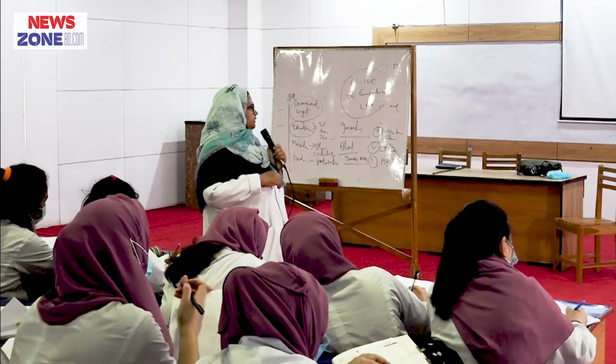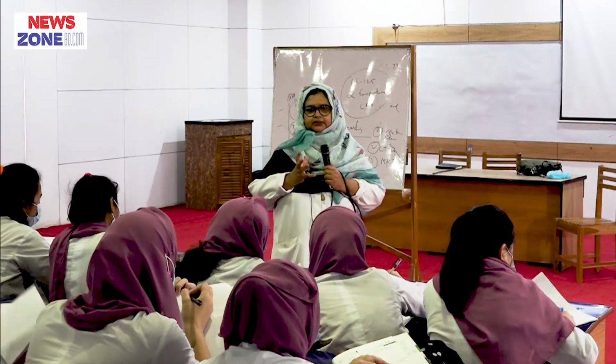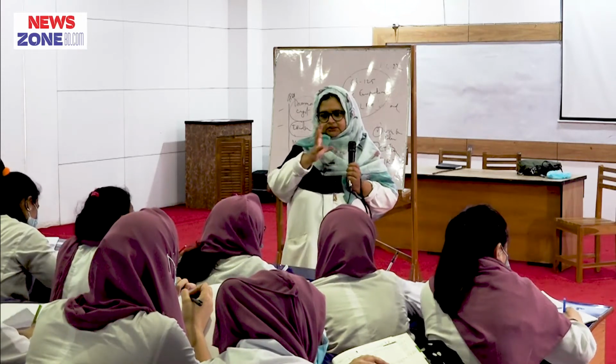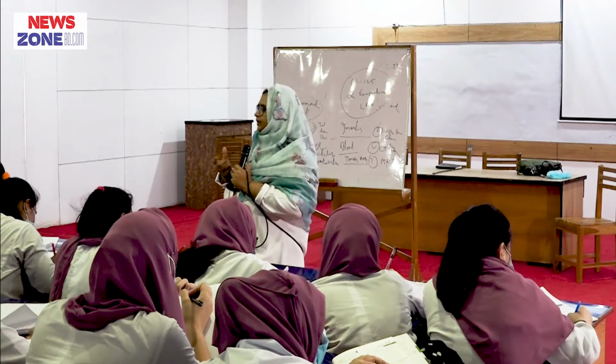And hydrosalpinx then. What is this? Collection of watery substance in the fallopian tube. Sometimes it becomes so swollen. Can you imagine, a 16 weeks pregnancy size can develop in an ectopic pregnancy in the fallopian tube. So you can see how big it is. So hydrosalpinx makes a pelvic tumor. And then what is another?